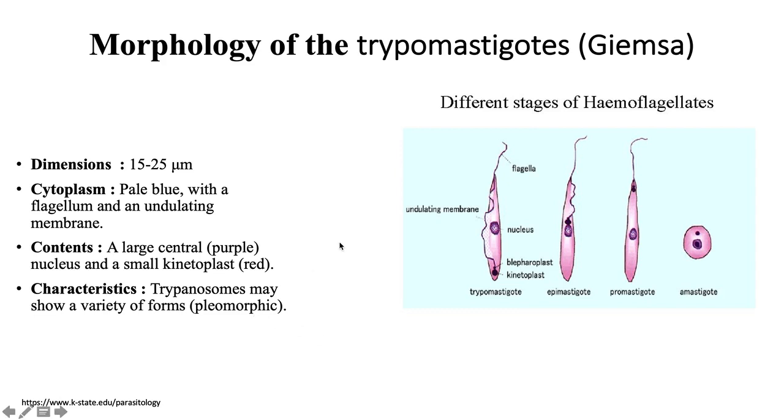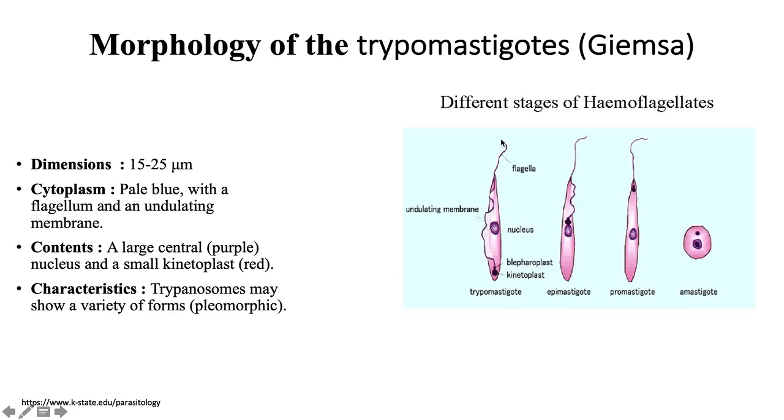Here's the morphology of the trypomastigotes in the Giemsa stain. Okay, so you can see here, this is the shape. I have a nucleus, a big nucleus here, and we have a flagella. Look at this flagella, it came from here, and it formed the undulating membrane.